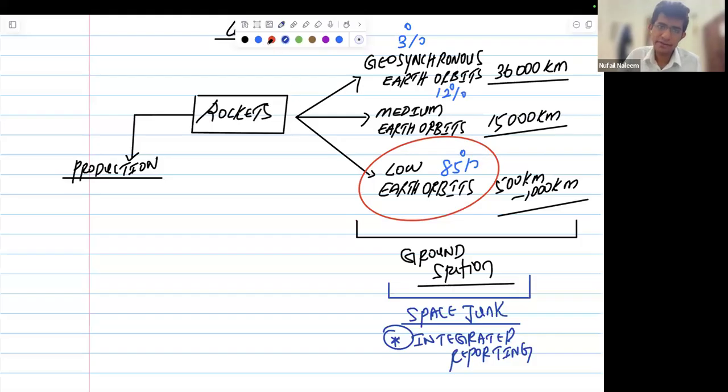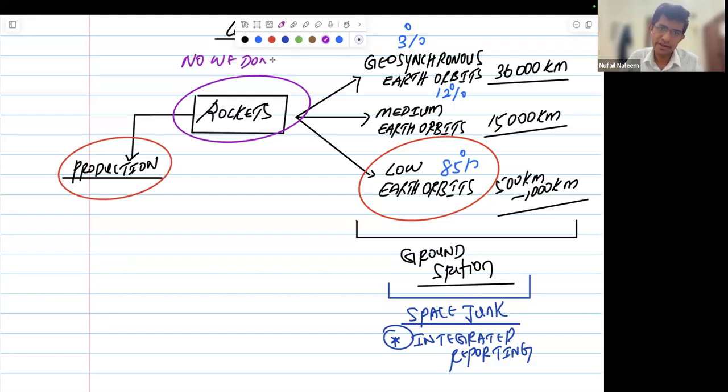Now, students, if you observe, our business has this production function. But the biggest challenge for our company is, do we have rocket launching functions? The answer is no. We don't have. That means we are reliant on a third party.